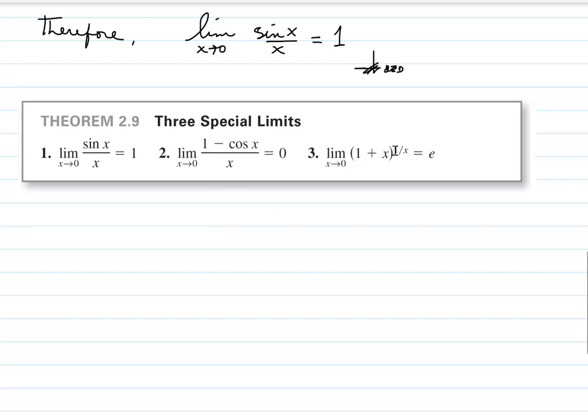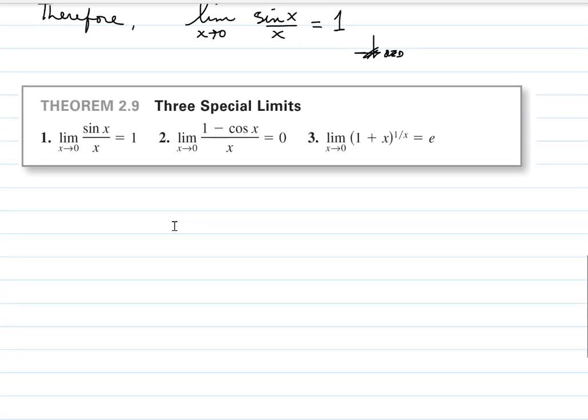Now number 3, it's one that you just want to know. Unfortunately, we don't have the background to prove it right now or to derive it, but we will be able to do this, a limit like this, later on. I think it's chapter 3 or 4, we'll be able to apply a different technique to be able to do this limit. But let's finish with this number 2 here.